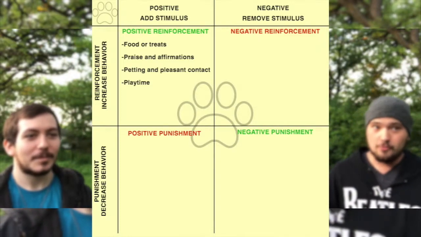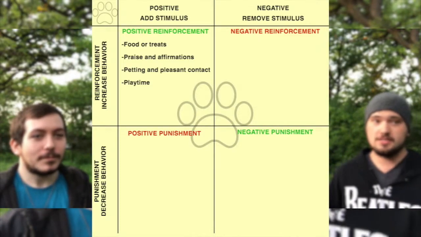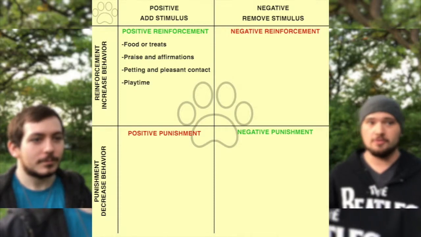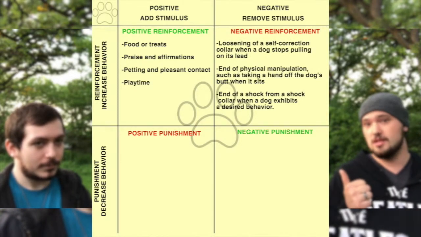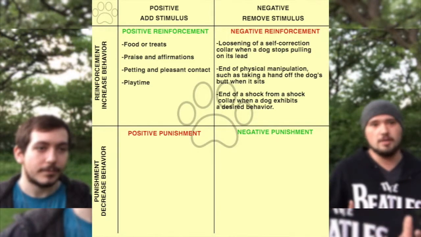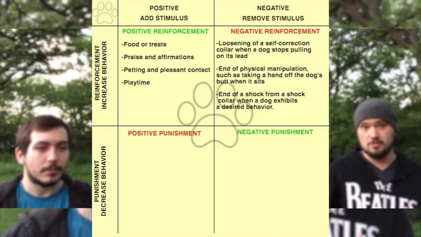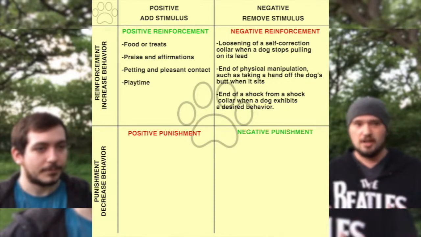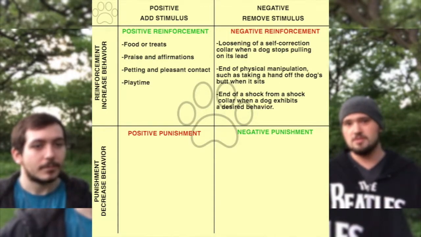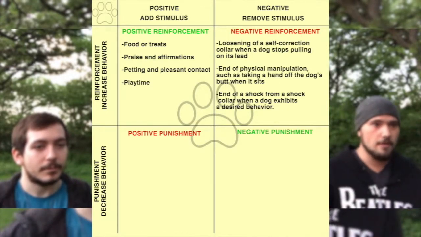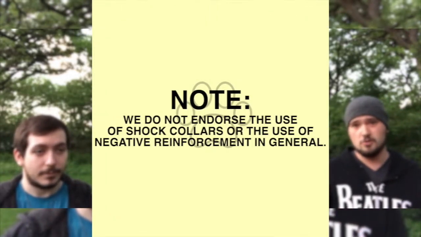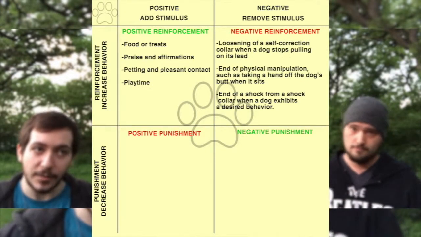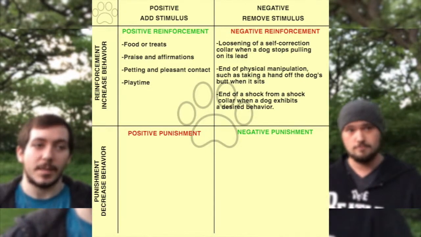Examples of negative reinforcement include the removal of an unpleasant stimulus in response to a desired behavior, such as the loosening of a self-correction collar, also known as a prong collar, when the dog stops pulling on its lead, the end of physical manipulation, such as taking your hand off the dog's butt when it sits, the end of a shock administered by a shock collar when the dog performs a desired behavior, etc. I would like to note that we do not endorse the use of shock collars or the use of negative reinforcement in general.